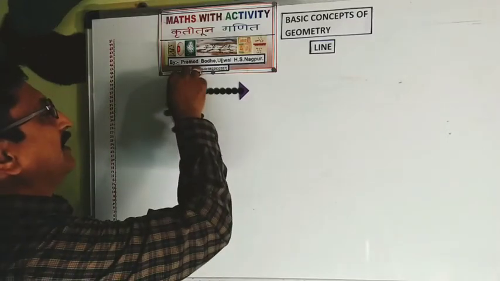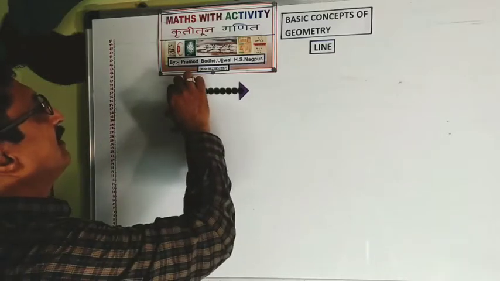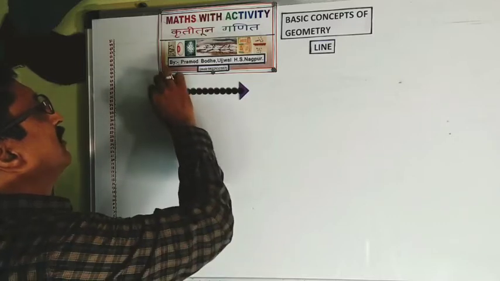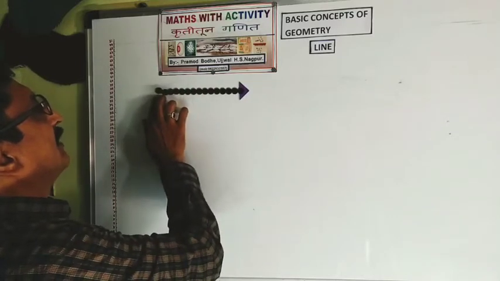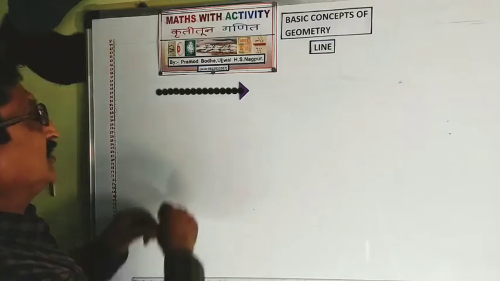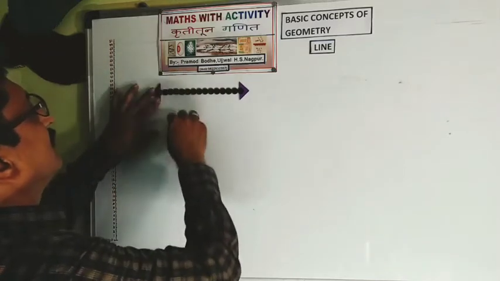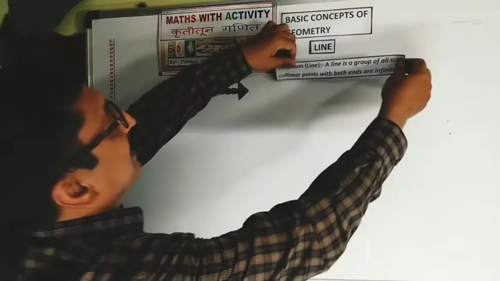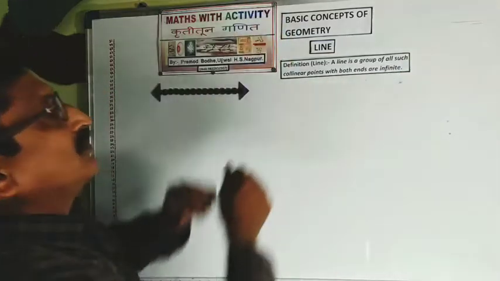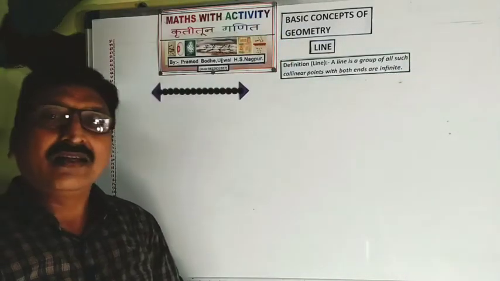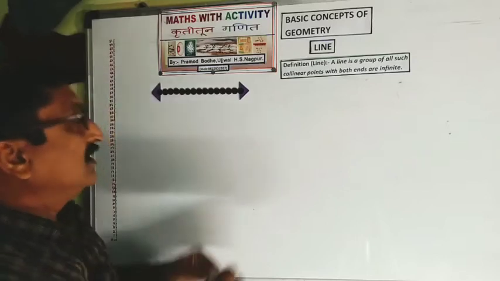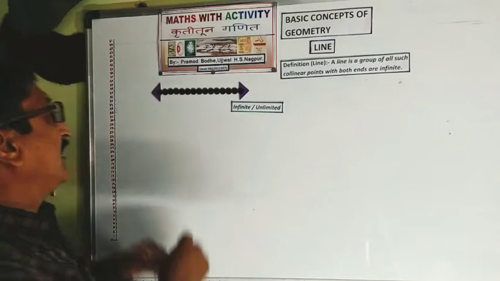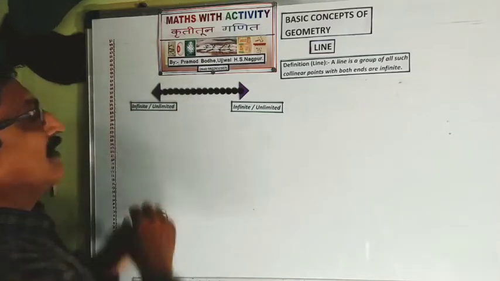Line means, suppose I take out this fixed point and increase the other end by the points, and if we put the infinite number of points toward the next end of this ray, that means the infinite can be shown by this arrow, and this figure is said to be the line. That means you can define the line: a line is a group of all such collinear points with both ends infinite. That means both the ends, therefore we can denote it by this. This end is also infinite or unlimited, and this end is also infinite or unlimited.